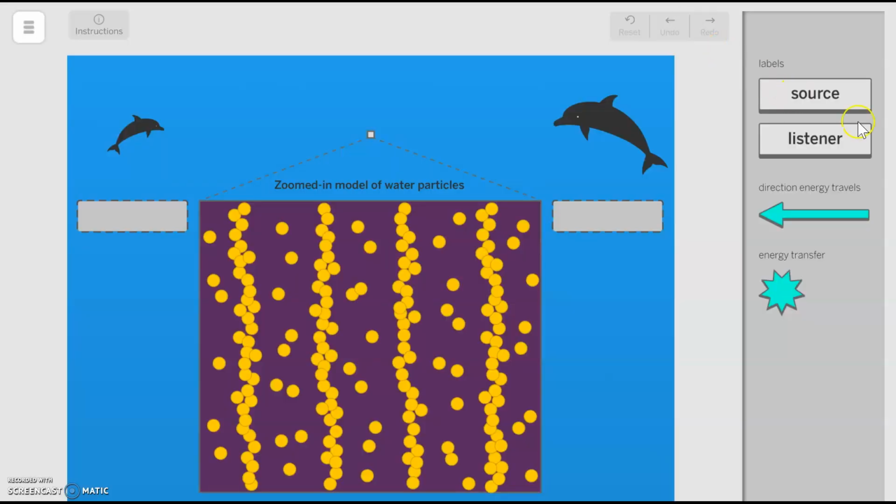So let's take a look here. This is the mother dolphin. We have the calf, or the baby dolphin. This is a zoomed in model of the water particles. So take a second and think, where would the source, the listener, the direction, and the energy transfers go?